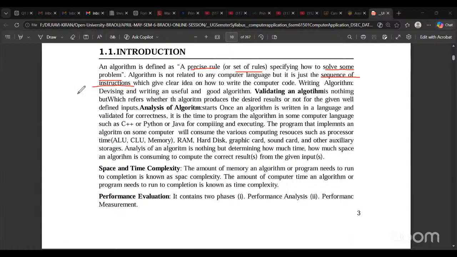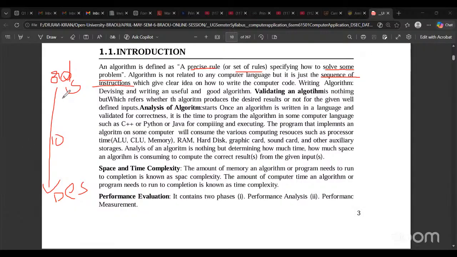Sequence of instructions means what? Just now we discussed one ordinary bus, source to destination. This is the source, this is the destination. It will take 10 stopping points, so it stops at 10 different bus stops.